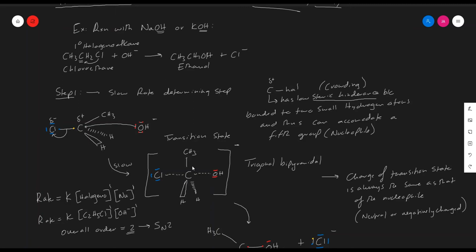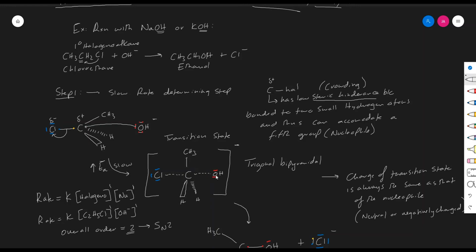The transition state is a state with high activation energy, and this is why this part of the mechanism is considered the slow part of the mechanism, since it requires high activation energy to form this unstable transition state in which all species in the reactants are bonded together.